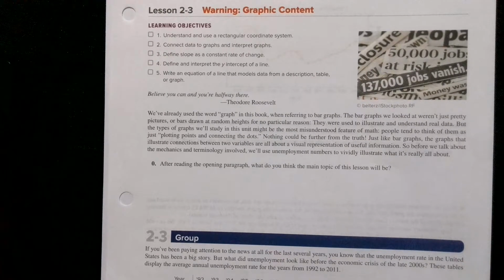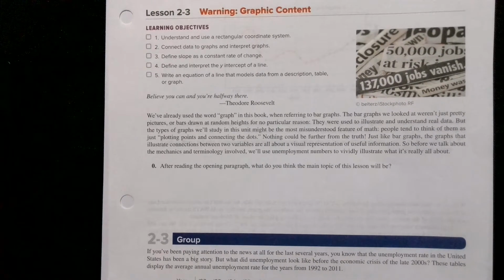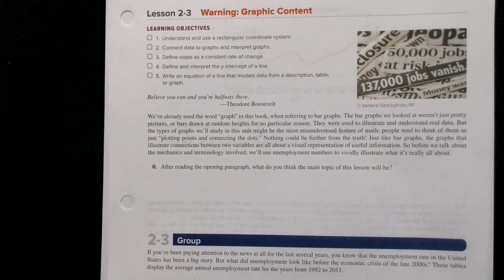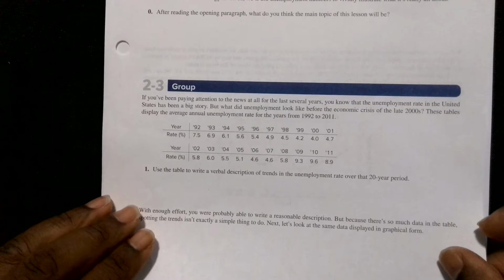Our learning objectives are to understand and use a rectangular coordinate system, connect data to graphs and interpret graphs, define slope as a constant rate of change, define and interpret the y-intercept of a line, and write an equation of a line that models data from a description, table, or graph. Okay, now we go to the bottom of the page.